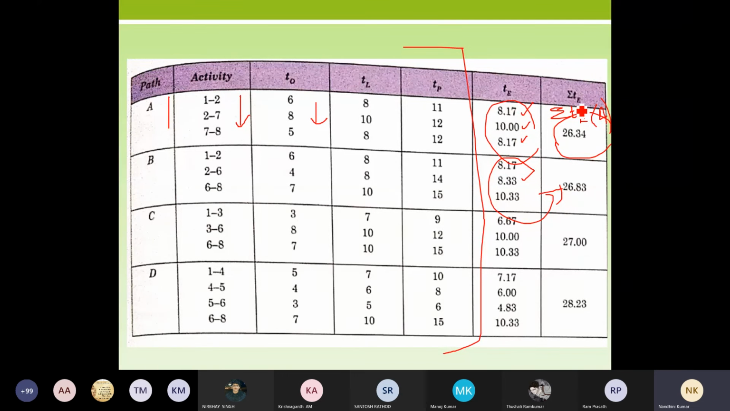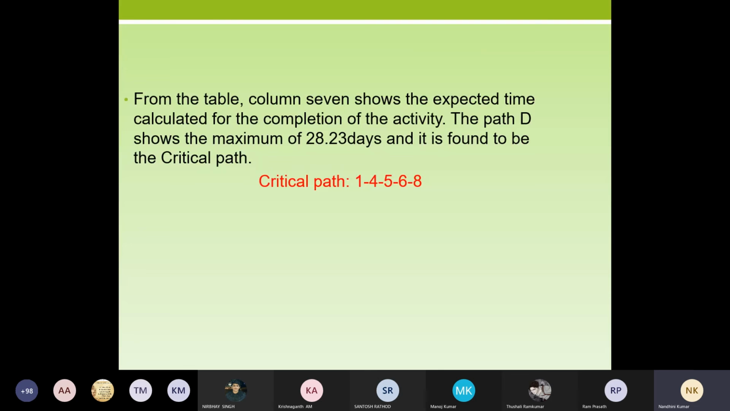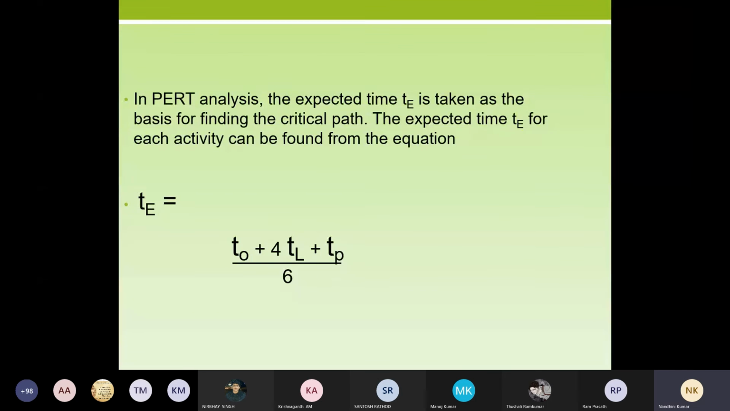And now can you determine which is the critical path? Yeah, path D, the path which gives me the maximum value, is going to be my critical path. So this is my critical path, which has a time of 28.23, probably days. Yeah, days. So this is the formula I used.